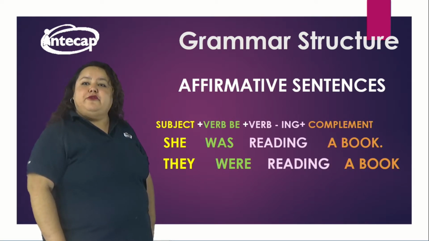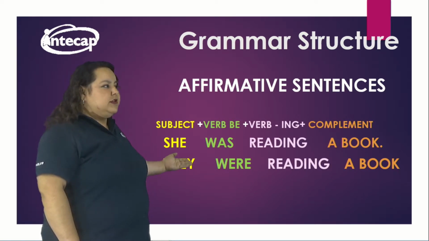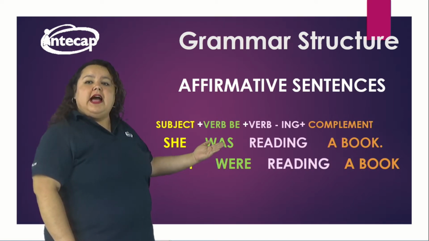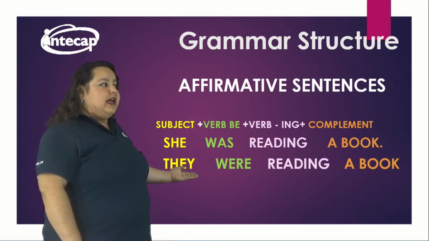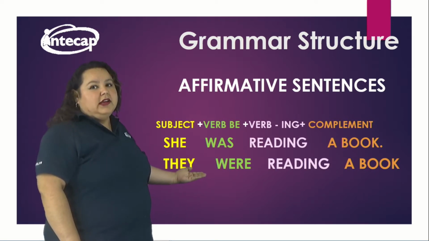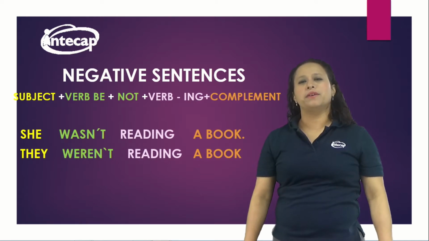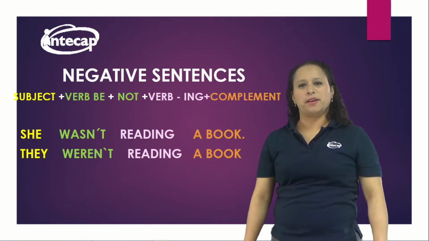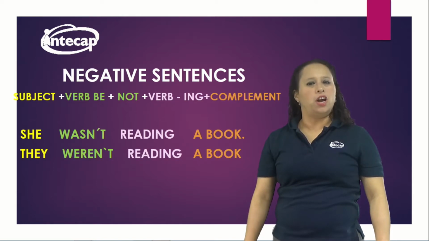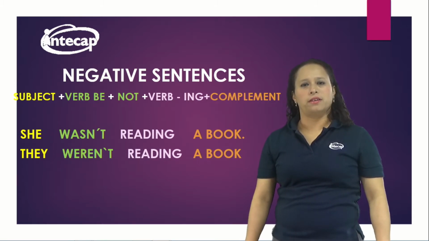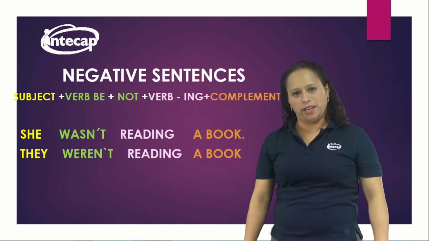Grammar structure, affirmative sentence. We are going to use the subject, verb to be in past, the verb with ing, and the complement. Examples: she was reading a book. They were reading a book. To form negative sentences, we use this structure: subject, verb to be in past form, not, verb ing, and complement. For example, she wasn't reading a book. Plural, they weren't reading a book.